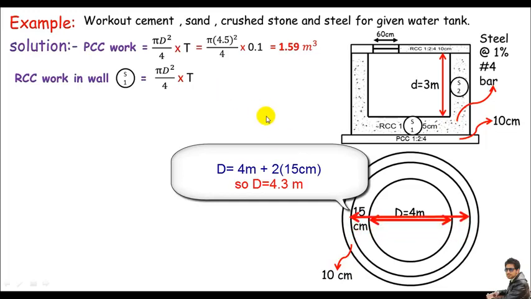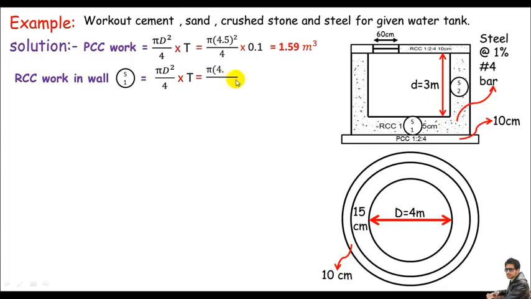Plugging in, we get pi times 4.3 squared divided by 4 times the thickness, which is 15 centimeter. This is given. This circle has a little height of 15 centimeter, no problem. This is not 5 centimeter, this is 15 centimeter. So times 0.15, because 15 centimeter is 0.15 meter. With a little mathematics, you can get 2.178 cubic meter. This is the RCC work of segment 1.